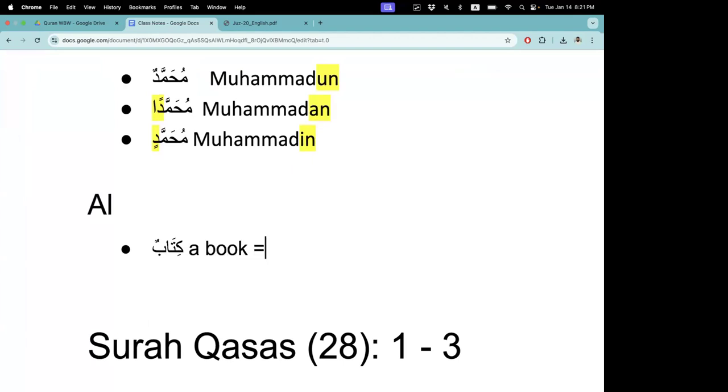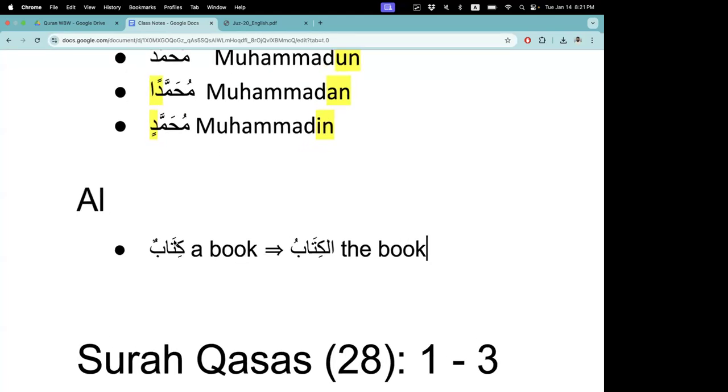Okay. Now, here is what happens. If I was to add al to the word kitab, it will no longer be bun. It will become al-kitabu. And the meaning will also change slightly. The meaning will become the book. Perfect, right? You all with me? This is just how it works.